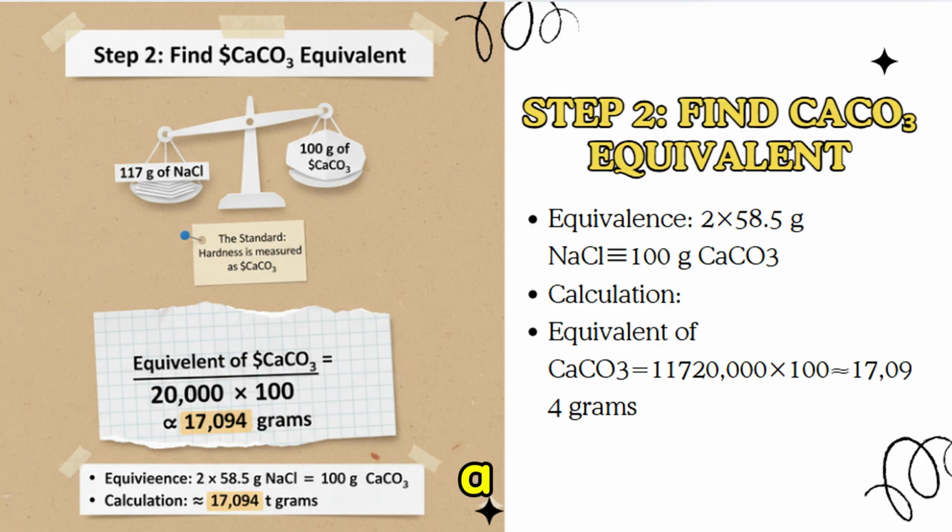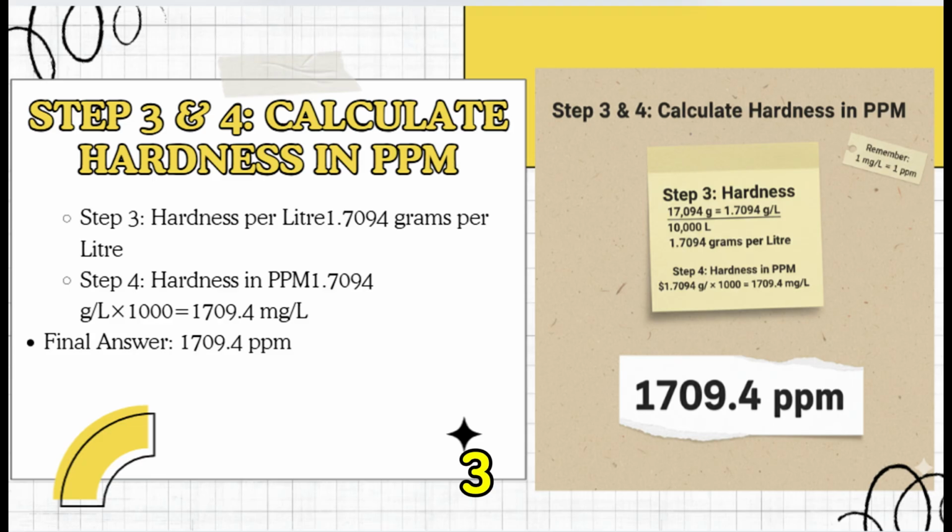Now we can set up a simple ratio. This means that 17,094 grams of hardness were removed from the water in total. Step 3. Calculate the hardness per liter. This total hardness was removed from 10,000 liters of water. To find the hardness in 1 liter, we just divide. The hardness is 1.7094 grams per liter.